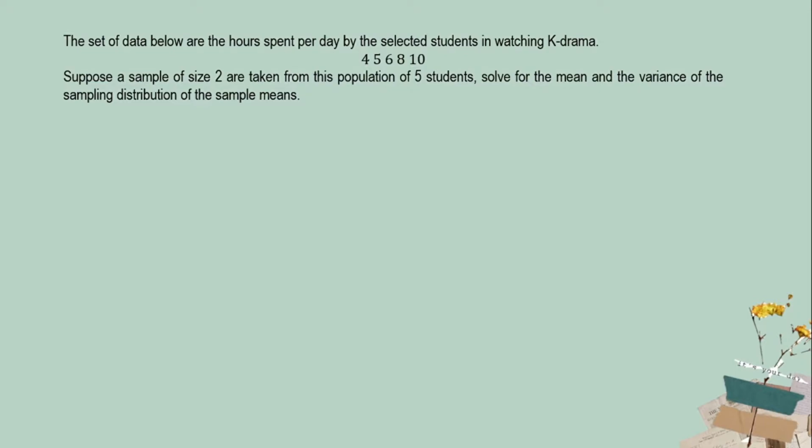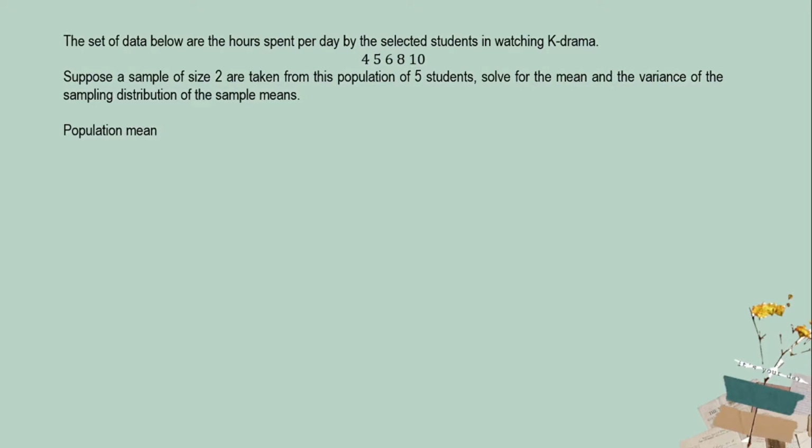The set of data below are the hours spent per day by the selected students in watching K-drama. So there are 4, 5, 6, 8, and 10 hours. So suppose a sample of size 2 are taken from this population of 5 students. Solve for the mean and the variance of the sampling distribution of the sample means.